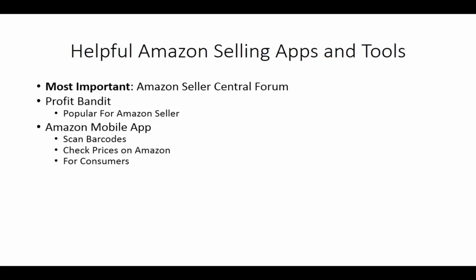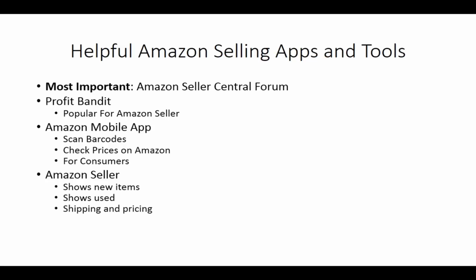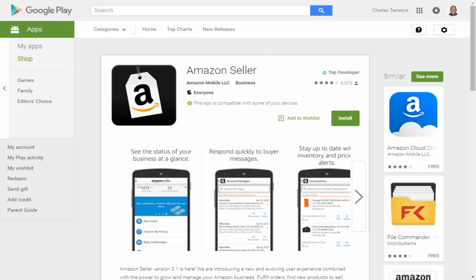And of course, last but not least, you're going to have to pick up the Amazon Seller app, and it actually shows new items as well as showing used ones, and you'll be able to use this application again to really get a sense for whether or not an item is going to be profitable to buy. The app is available on both iOS as well as Android. You are going to be able to use it again to really get a sense for whether or not an item is going to be profitable on Amazon before you actually go to buy.